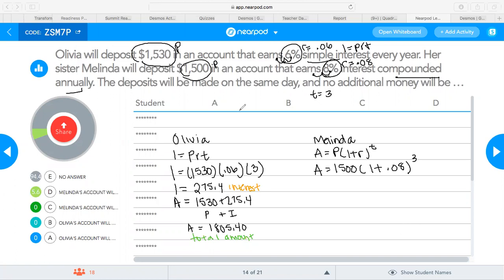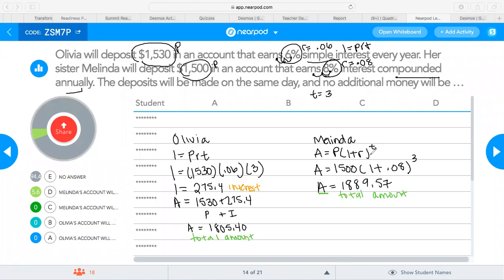Did everyone get 1,889.57? No? Okay, I'm gonna come see. Okay, what does this number mean? This is the total amount in her account. That's why it says A equals total amount in her account after 3 years. I don't want to find the interest because I don't think the question is asking for the amount of interest.